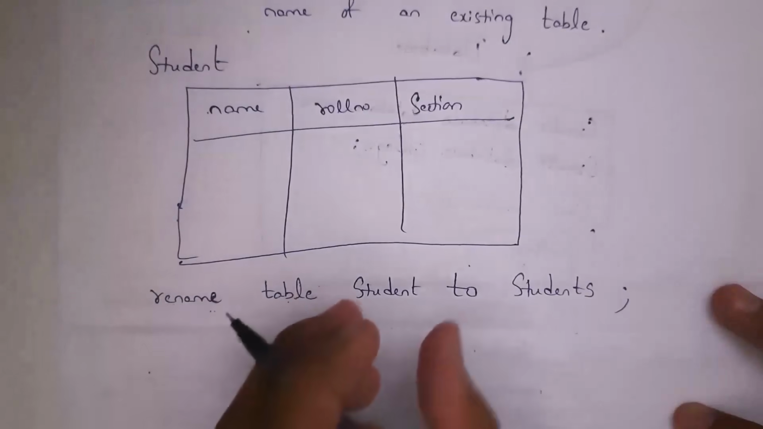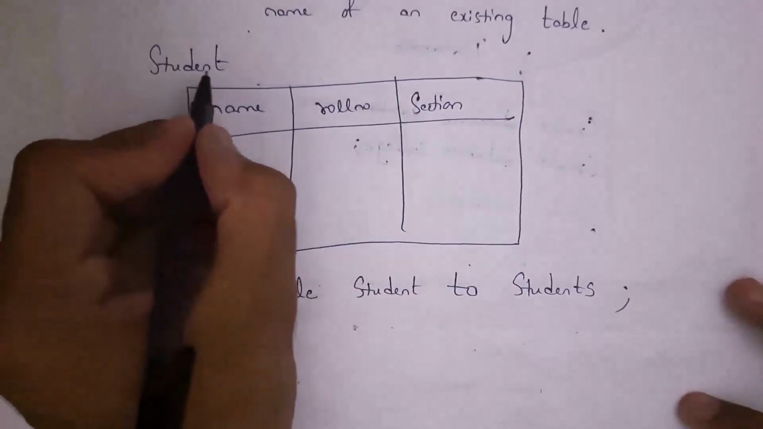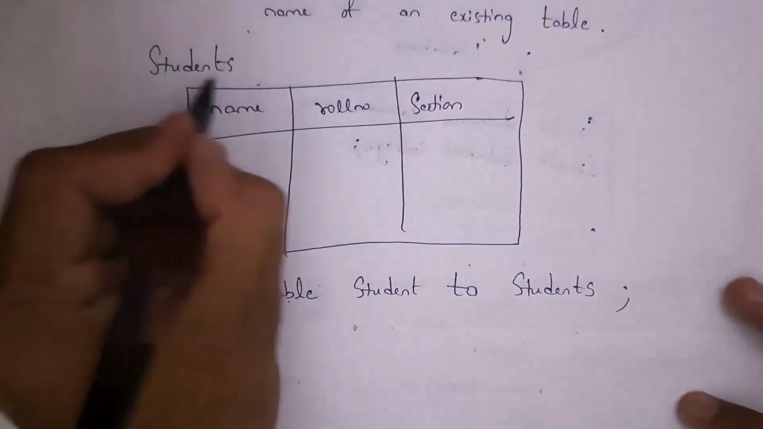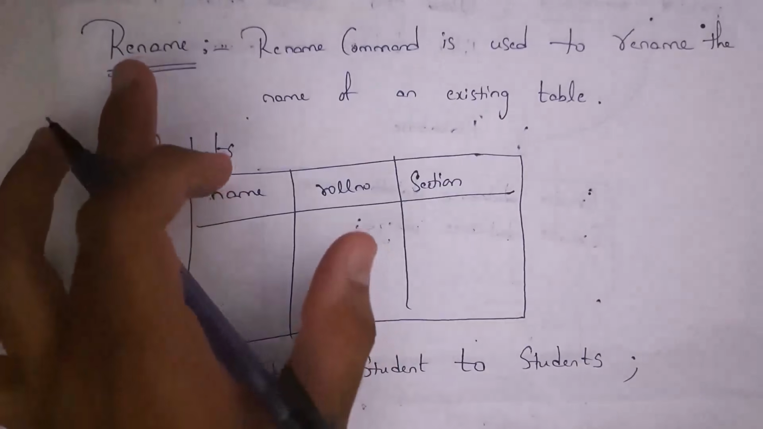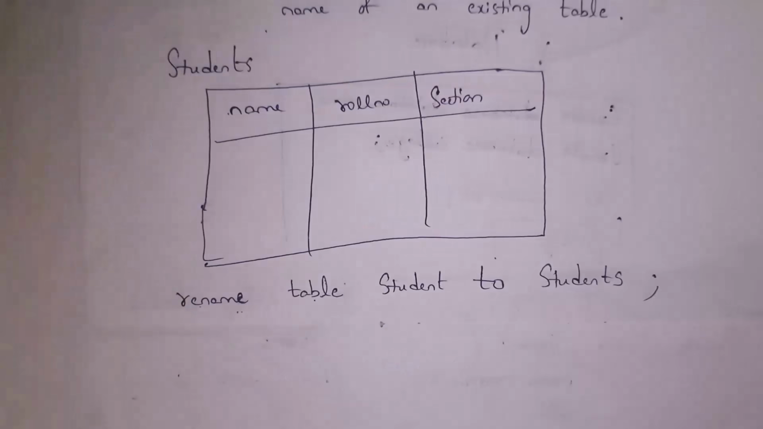Rename table, old table name to new table name. Whenever you write this code and click enter, it will change the name from student to students. Now my table name is students. By using the rename command, we can only rename tables. We cannot rename databases. Semicolon is mandatory.